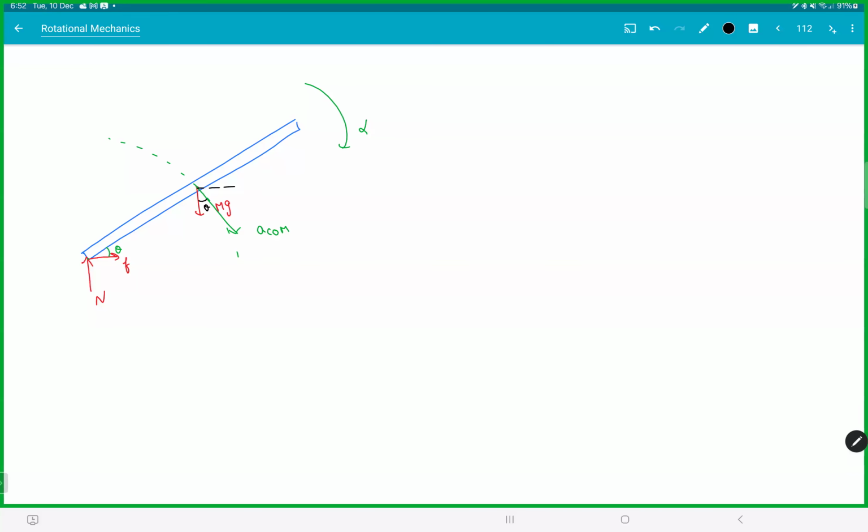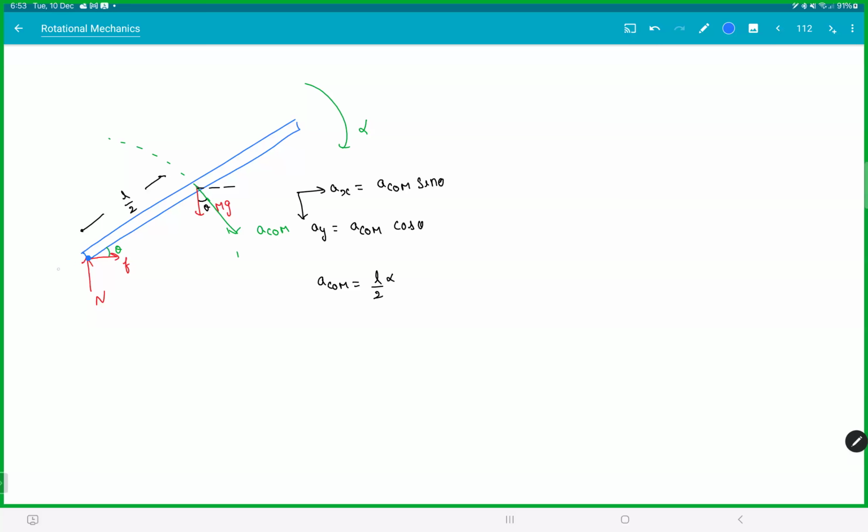So this angle will be theta. So this will be the horizontal acceleration AX, which is A center of mass sine theta. This will be the vertical acceleration AY, which is A center of mass cos theta. And how much is A center of mass? A center of mass is L by 2 alpha, because it's going in a circle of radius L by 2. This distance is L by 2.